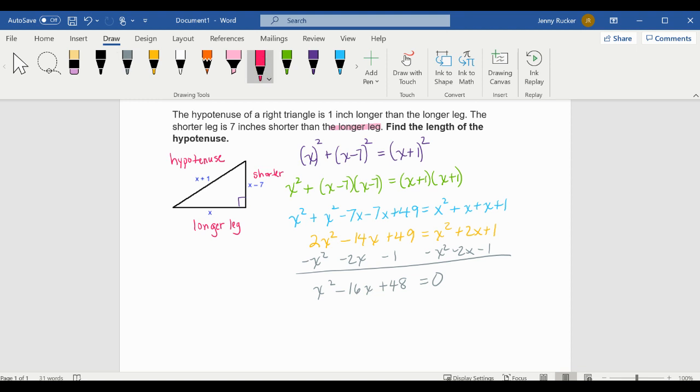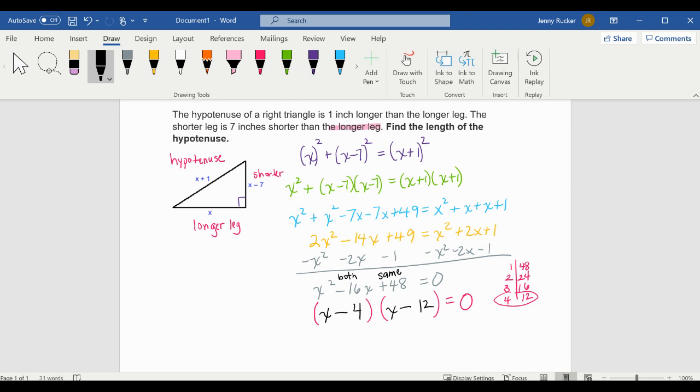Let's try factoring. We'll try guess and check. Let's try to find the factors of 48. So that would be 1 and 48, 2 and 24, 3 and 16, 4 and 12. Looks like 4 and 12 would work. We know that the first times the first must be x times x. Our signs will be the same, and they're both going to be negatives or minus. So minus 4 and minus 12 would add to get to negative 16.